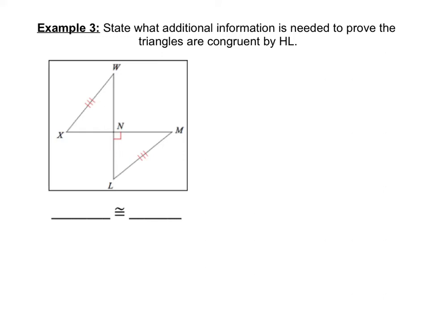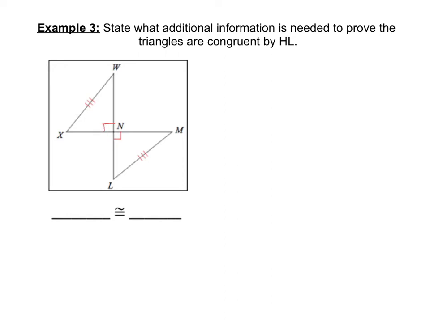The last type of problem that we're going to look at here in lesson 4.6 is to state what additional information is needed to prove that the triangles are congruent by HL. Notice that in this first set of triangles here, we do have two right triangles. We know that the other triangle is also a right triangle because that right angle forms a vertical angle, and vertical angles are congruent. So if this one's 90 degrees, so is this one.